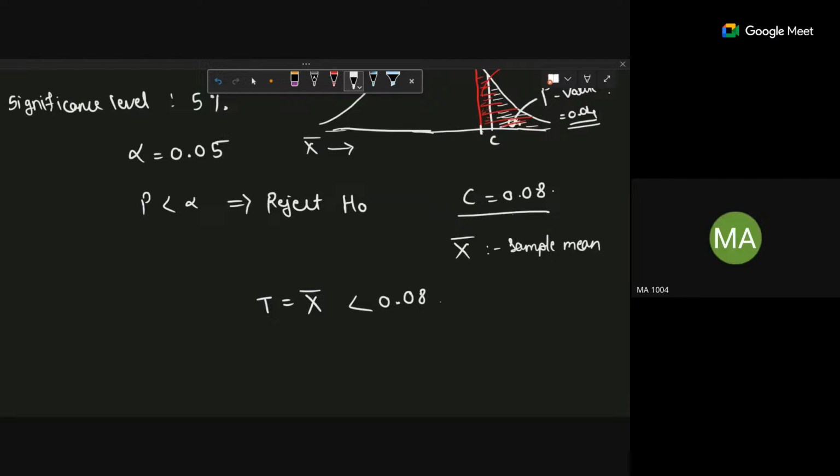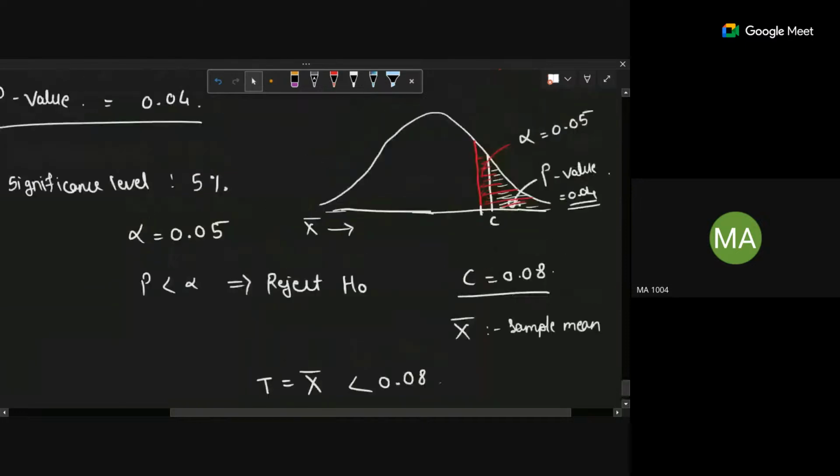Ma'am, alpha is the rejection area, and if it is right to that point, then we can safely reject that. And p value is always going to be less than or equal to alpha.